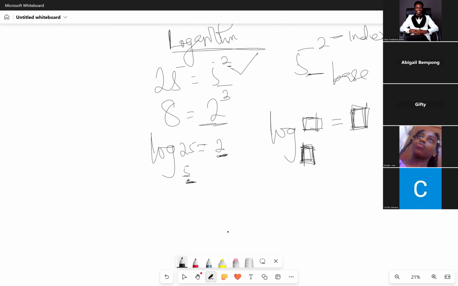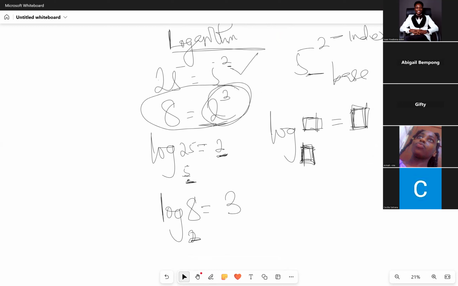So here, where do we have base and index? This is 2 exponent 3. 2 is the base, and we write the base here, so 2 will be here. Then the index goes after the equal sign. Now where would you put the 8? I'll put it here. So now you have learned how to turn numbers from index form to logarithmic form.